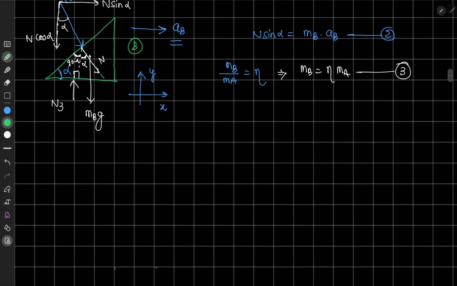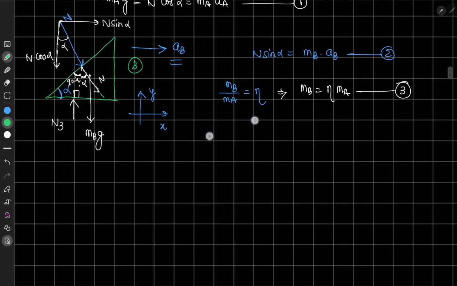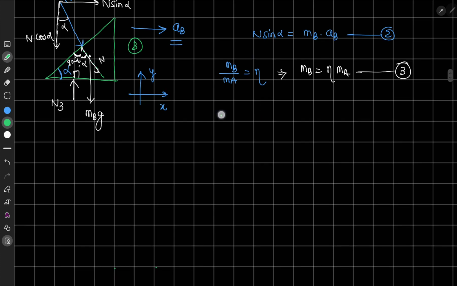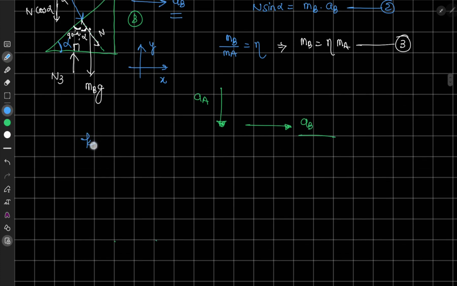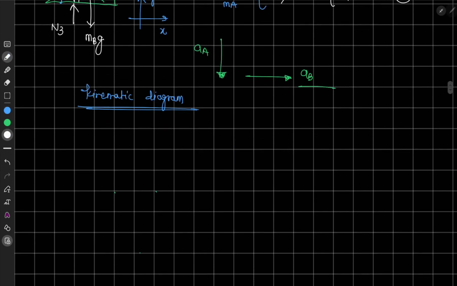We need one more equation related to the accelerations of rod and wedge, because the rod is pushing the wedge so that the wedge is moving in this direction. So this is acceleration of A and acceleration of B. So we need to form the kinematic diagram for this. We know that the kinematic diagram is basically the vector diagram of the displacement, velocity and the acceleration. Here our interest is only acceleration.